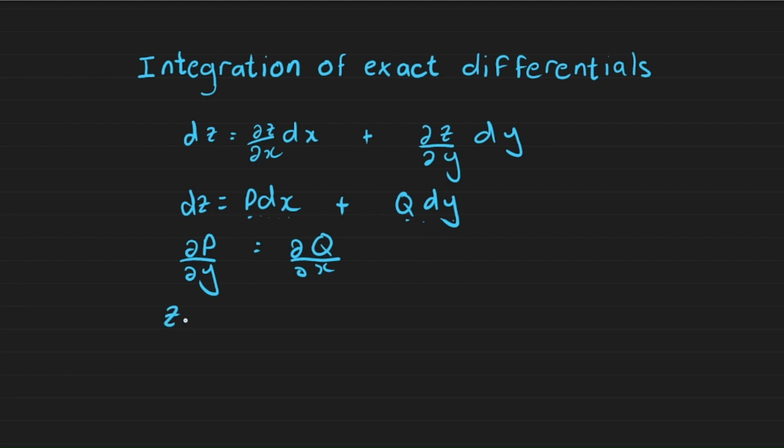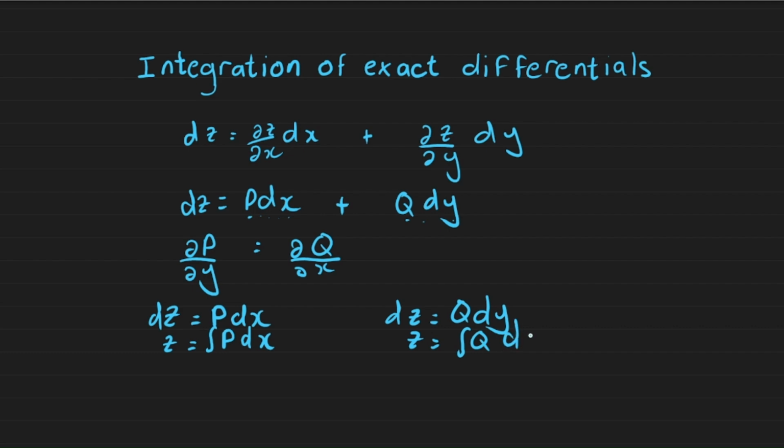So if you think about dz being p dx, then what this means is that z should simply equal the integral of p dx. And the same would apply to y. If dz is equal to q dy, then z should also equal the integral of q dy. So we have two integrals, p dx and q dy, and we see that z is equal to both of them.